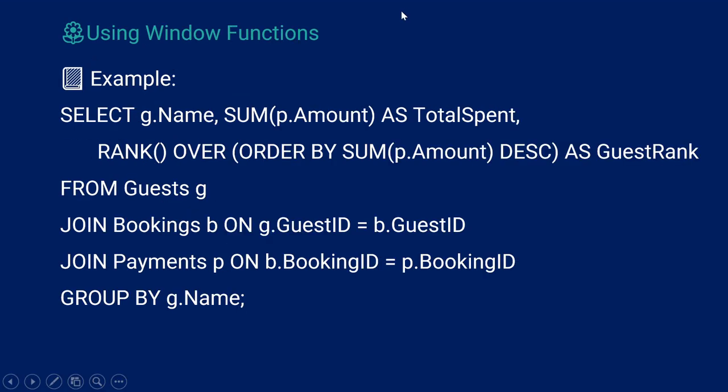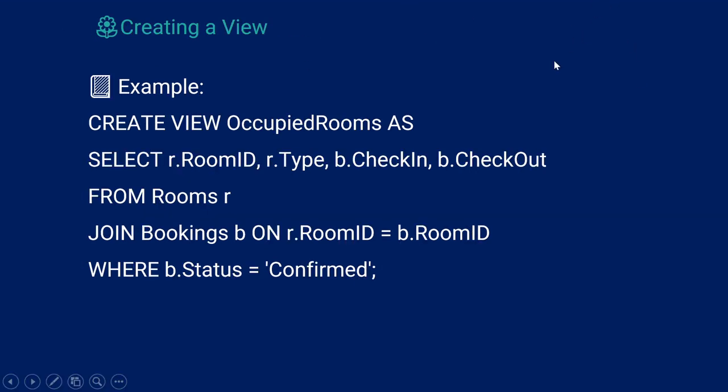Window functions let us rank guests by spending. This query calculates total spend per guest and assigns ranks. We can save queries as views. This view lists all occupied rooms with check-in and check-out dates.